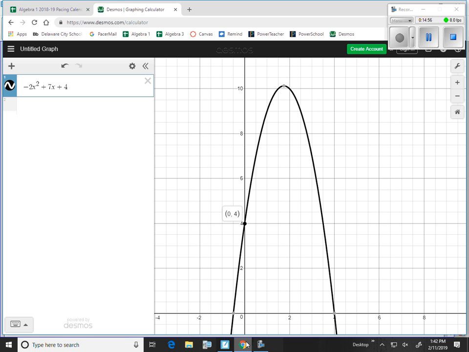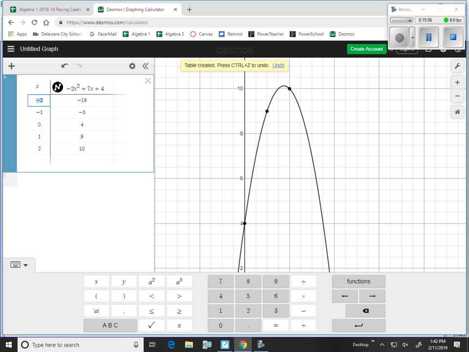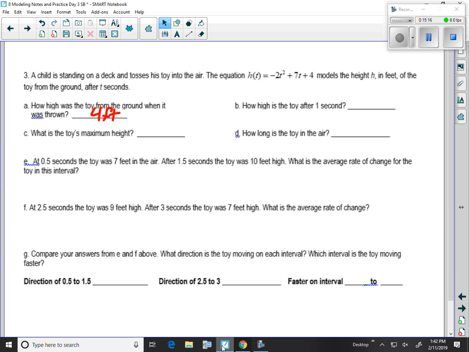Okay, how do we find the height after 1 second? So I can do this, right? I can go all the way, or I can just add my table in. Okay, it's already in there for me. After 1 second, it's 9 feet in the air. That's already high. The maximum height is the vertex maybe.